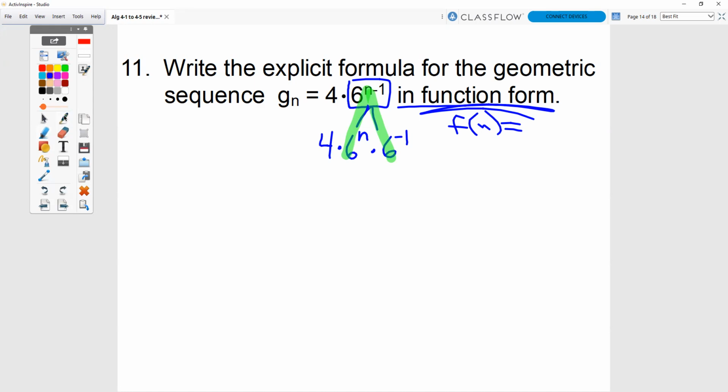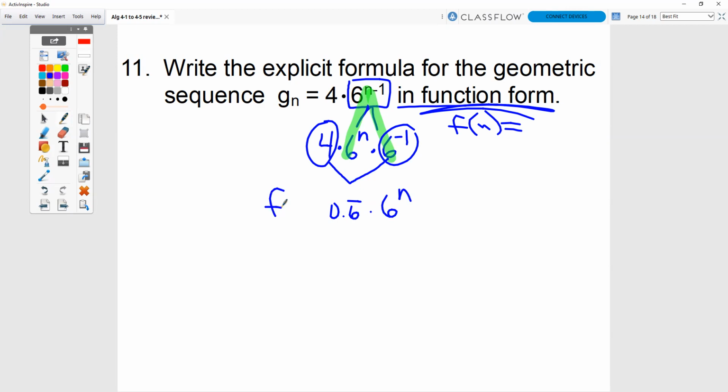Just like we did before, we want to combine our like terms. But when we combine our like terms, we're really multiplying these two terms together because they're just plain numbers. 4 times 6 to the negative first power is, if you put it as a decimal, 0.6 repeating. If you put it as a fraction, you might get 4 over 6. I would just put it as a decimal, it's just easier. Times 6 to the n power. We can't combine those two.